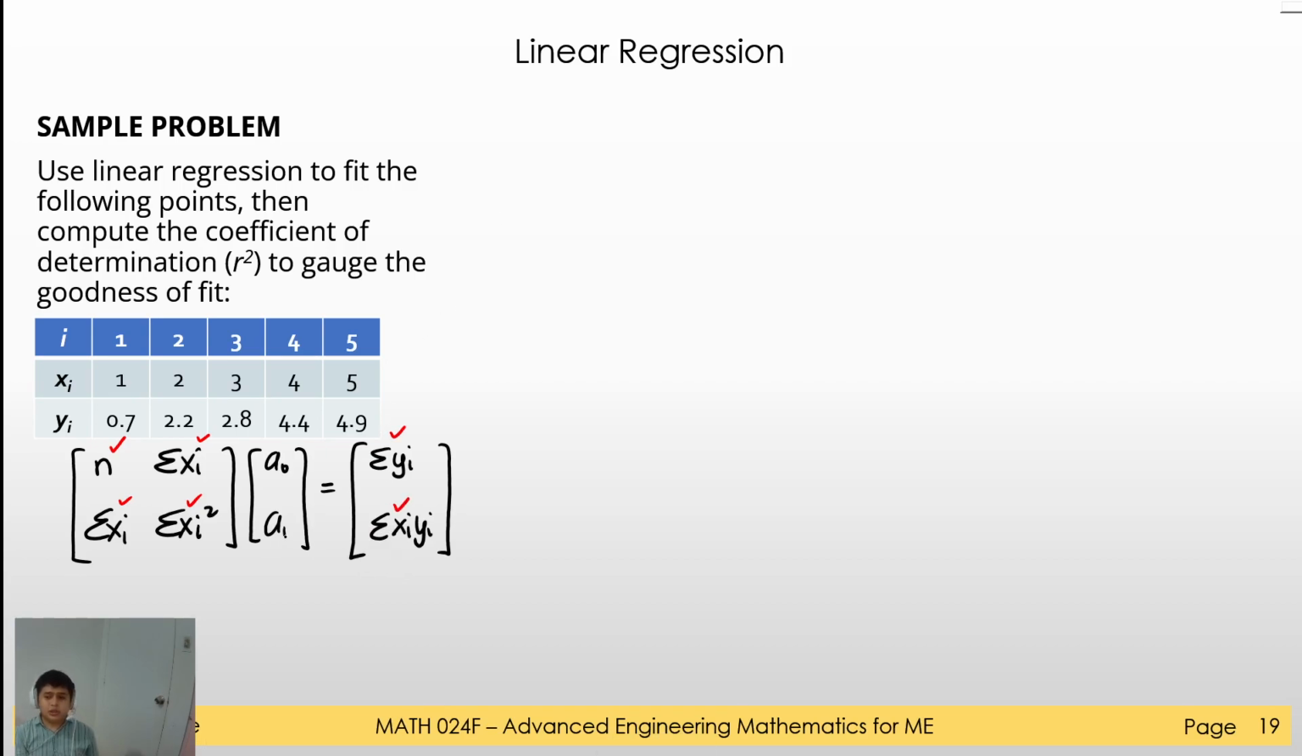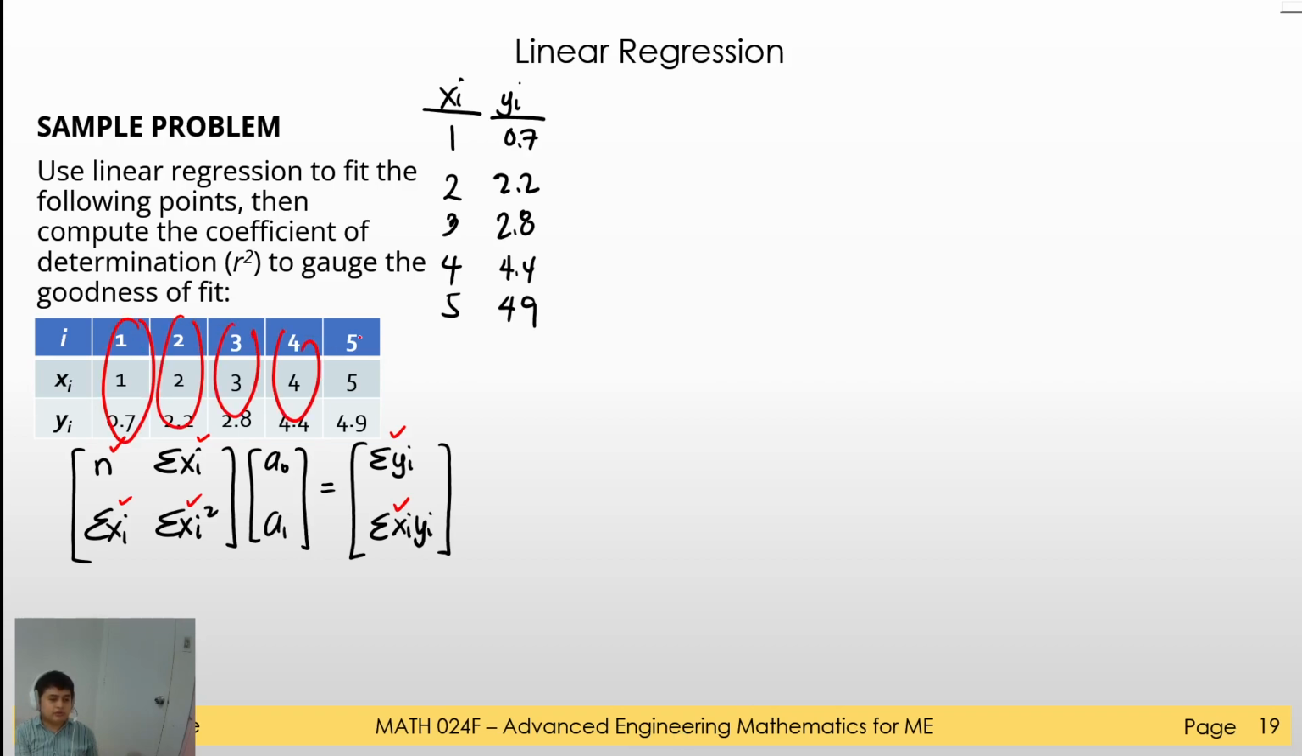So we need to tabulate our solution. For xi, we have 1, 2, 3, 4, and 5. For yi, we have 0.7, 2.2, 2.8, 4.4, and 4.9. Now, what is n? n here is the number of data points, meaning how many pairs. We have 1, 2, 3, 4, 5, so we have 5 pairs. So n is equal to 5. Okay, we have solved for n.